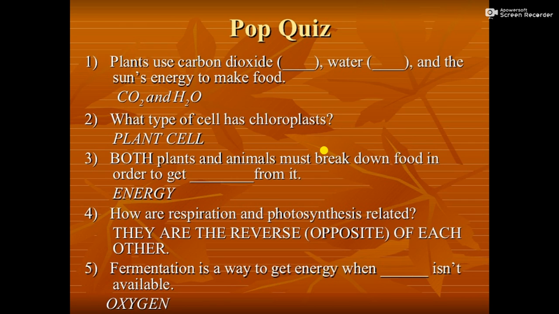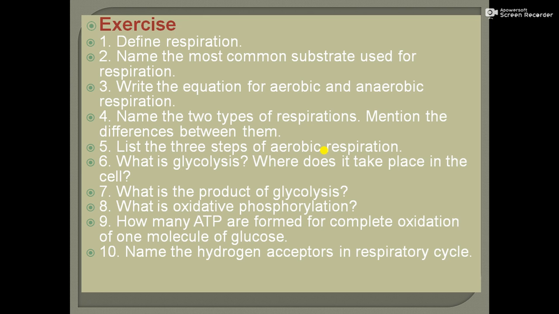Both plant and animal must break down food in order to get what? The answer is energy from it. How are respiration and photosynthesis related? Answer is they are the reverse or opposite of each other. Fermentation is a way to get energy when blank place is not available. The answer is oxygen.